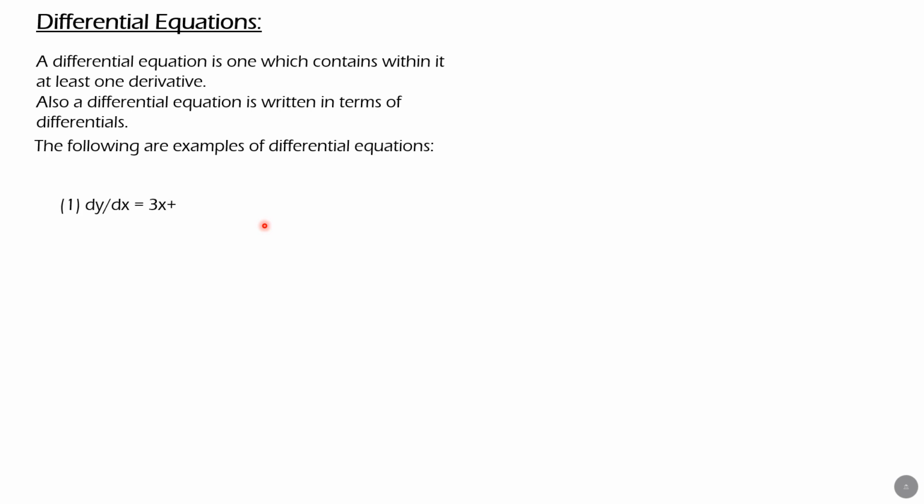We have dy/dx equals 3x plus 7. Second derivative of s with respect to t is k squared s plus a equals 0. Second derivative of s with respect to t minus k squared s plus a equals 0. And we have quantity x squared plus y squared dx minus 4xy dy. This is the example where the differential equation is written in terms of the differentials.